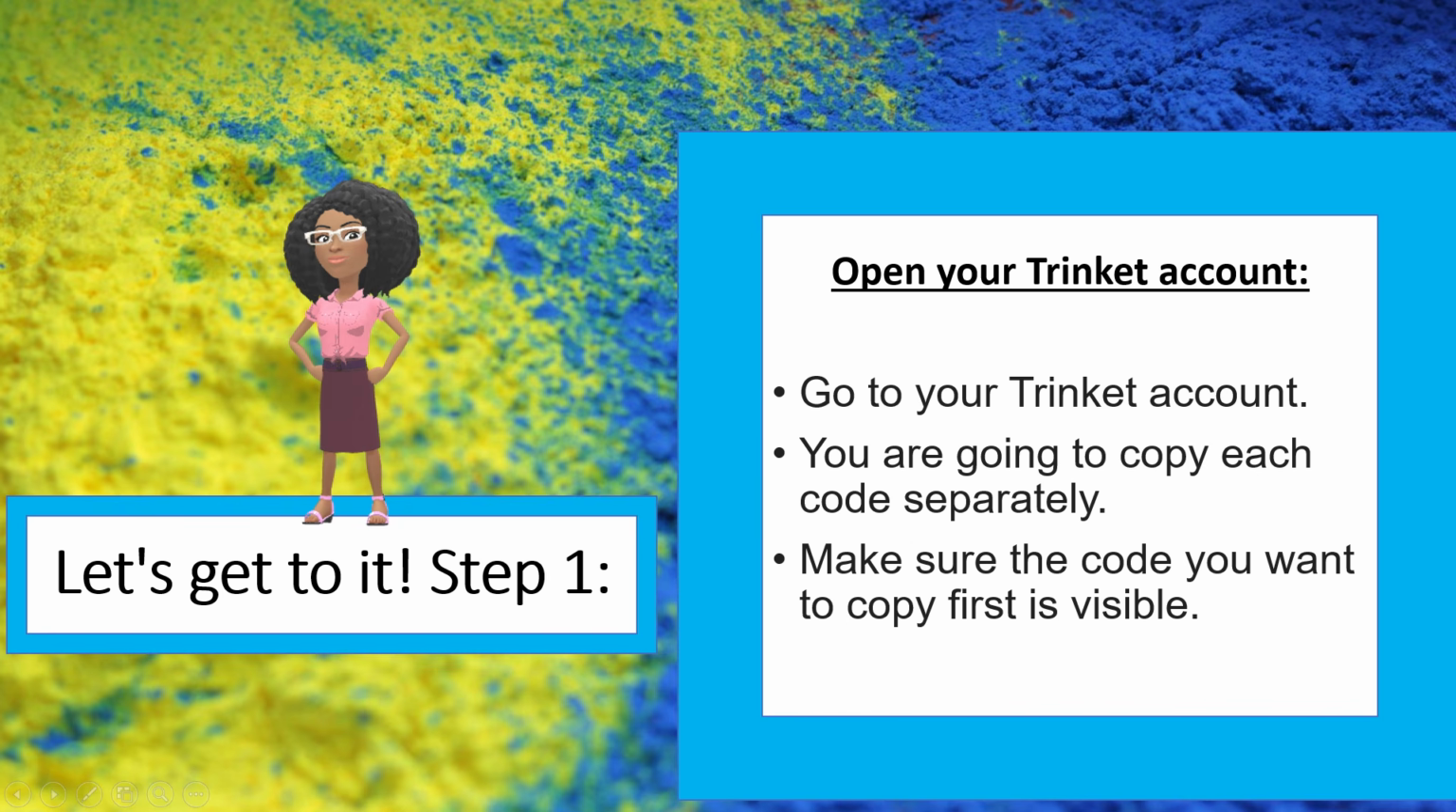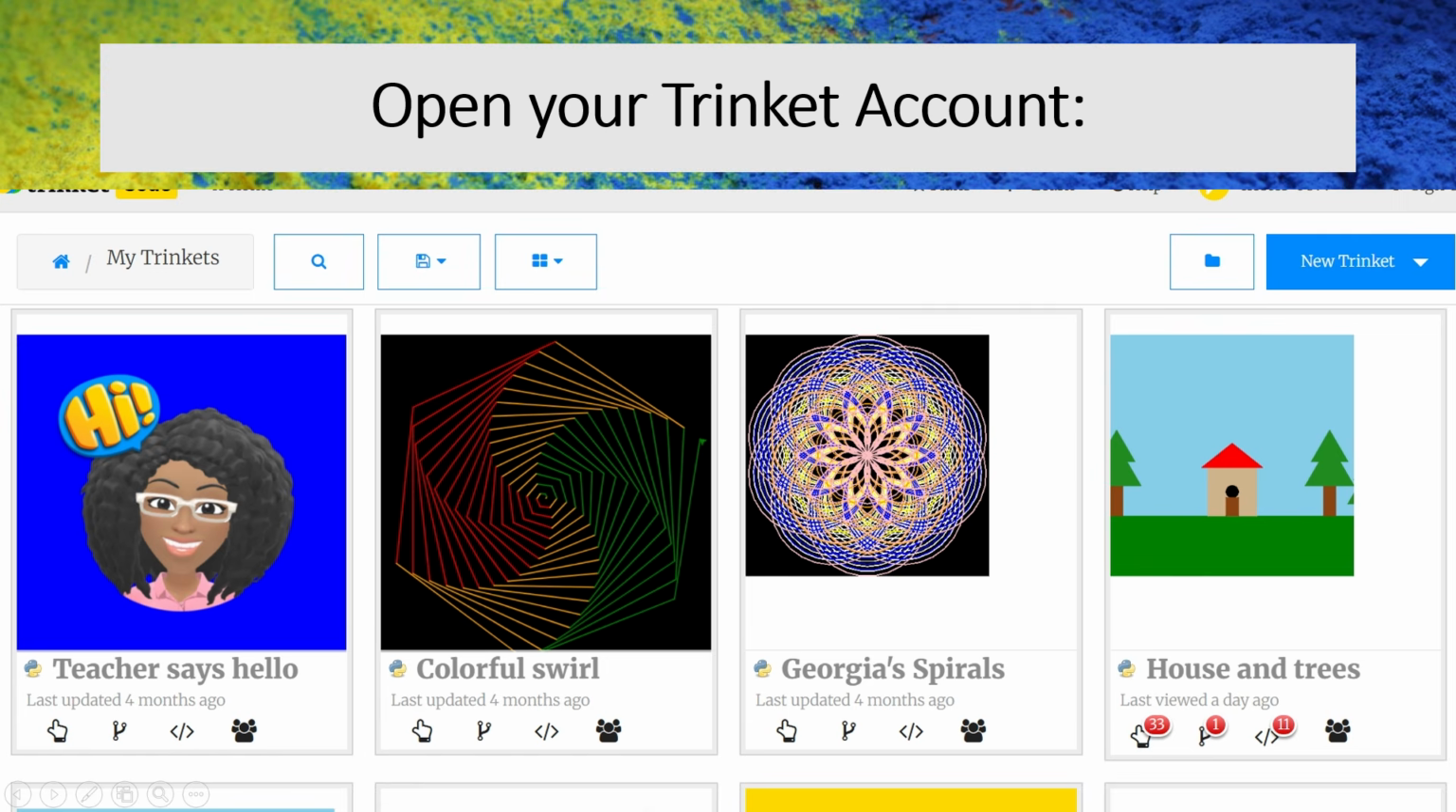Let's get to it. Step 1. Open your Trinket account. You're going to copy each code separately, and make sure the code you want to copy first is visible. This is what it might look like.